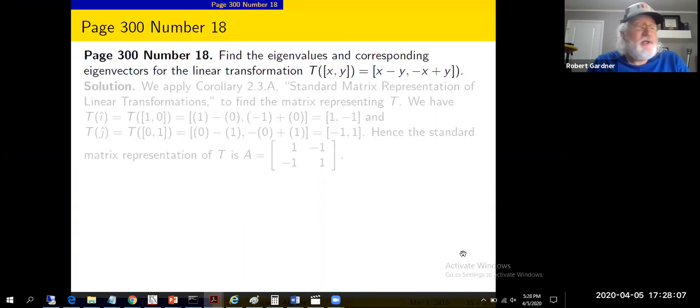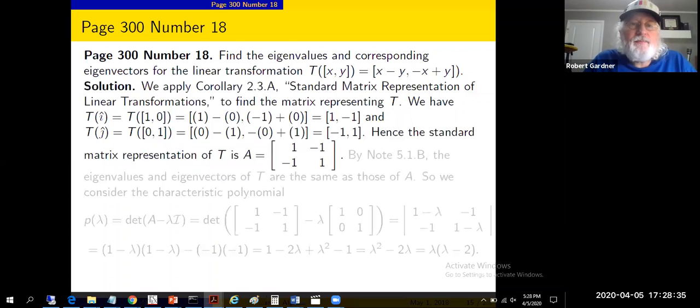Okay, another linear transformation, a much more reasonable one, probably from our perspective. We've got a transformation from R2 to R2. They say find the eigenvalues and corresponding eigenvectors of this linear transformation. Awesome. I'll just write it as a matrix. So we'll find the standard matrix representation, and then we'll do it like we always do in terms of finding eigenvalues and eigenvectors. That'll take long enough.